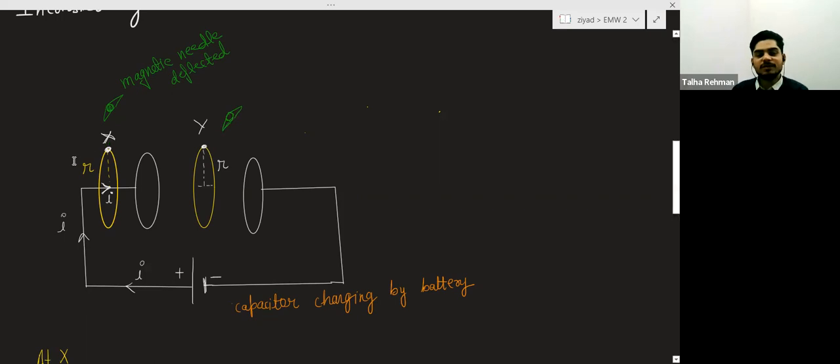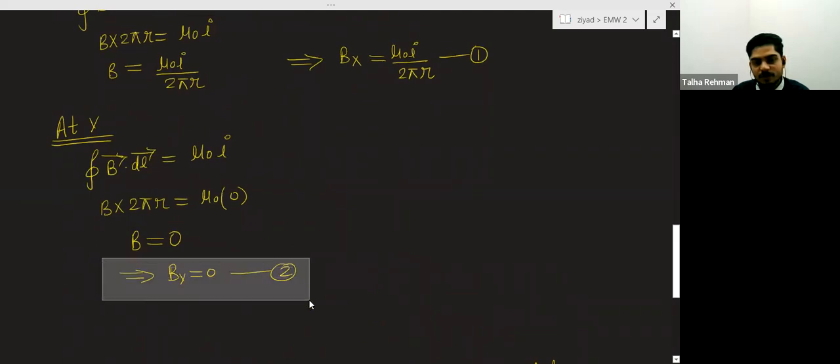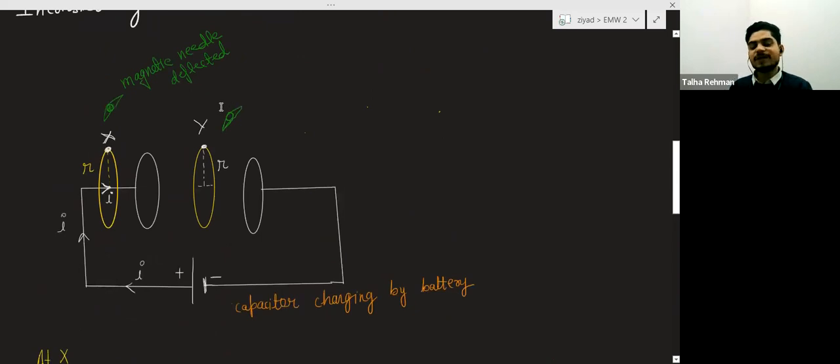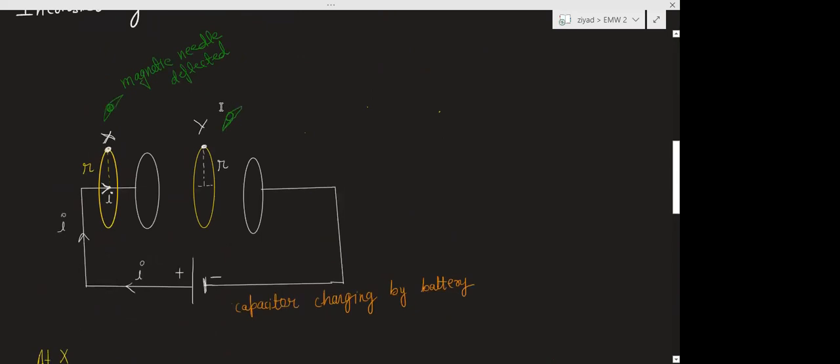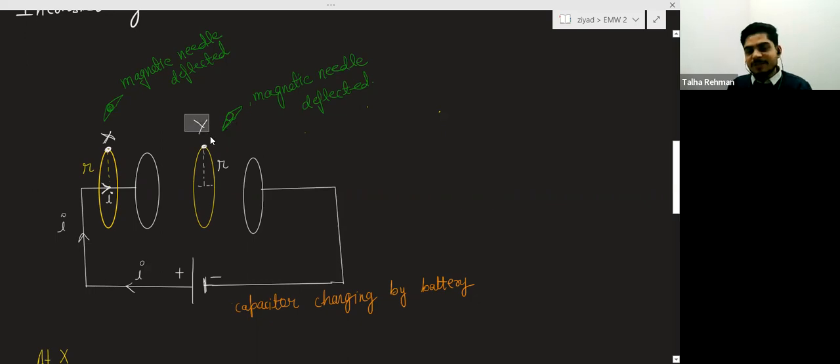What should be the result for the magnetic needle? According to Ampere's law, the magnetic field at point Y is equal to 0. So should this magnetic needle be deflected or not? It won't deflect. But he found that it is deflected again. This magnetic needle is deflected, which means at point Y there is some magnetic field.